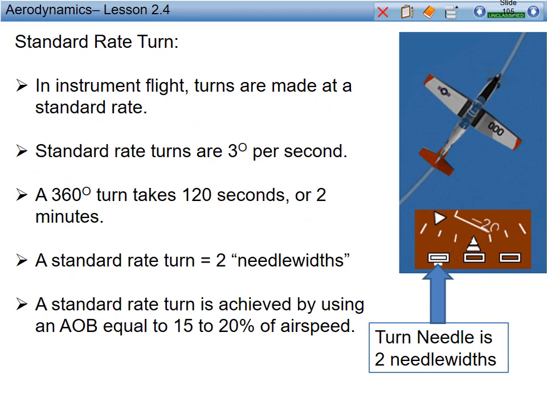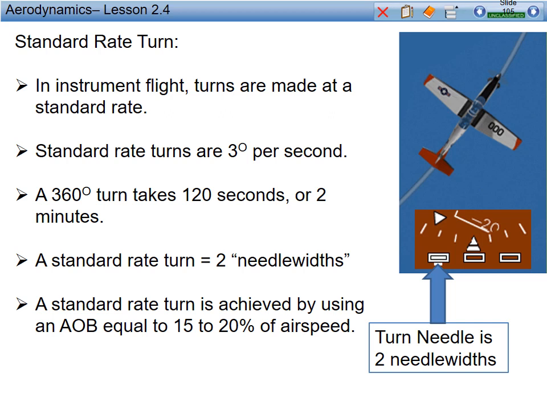Standard rate turn. In instrument flight, turns are made at a standard rate. Standard rate turns are 3 degrees per second. A 360 degree turn takes 120 seconds or 2 minutes. A standard rate turn is achieved when the turn needle is at 2 needle widths deflection.